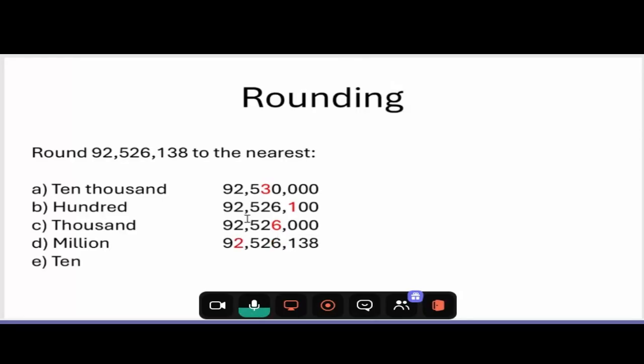Let's round to the nearest million now. So this 2 right here is in the millions place, marked in red. We're going to look only at the digit that comes after it and ignore everything else. If this digit is a 5 or up, we round that 2 up to a 3, which it is. So the 2 becomes a 3. Everything after it, including that blue 5, becomes a 0.